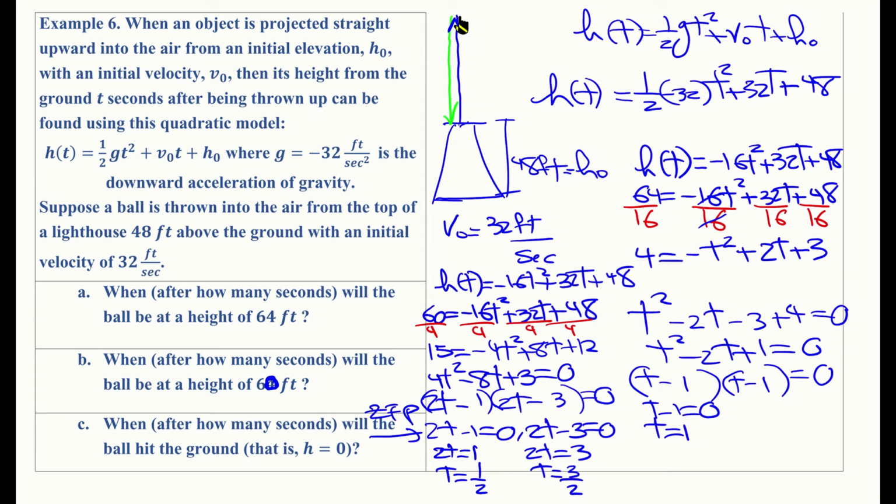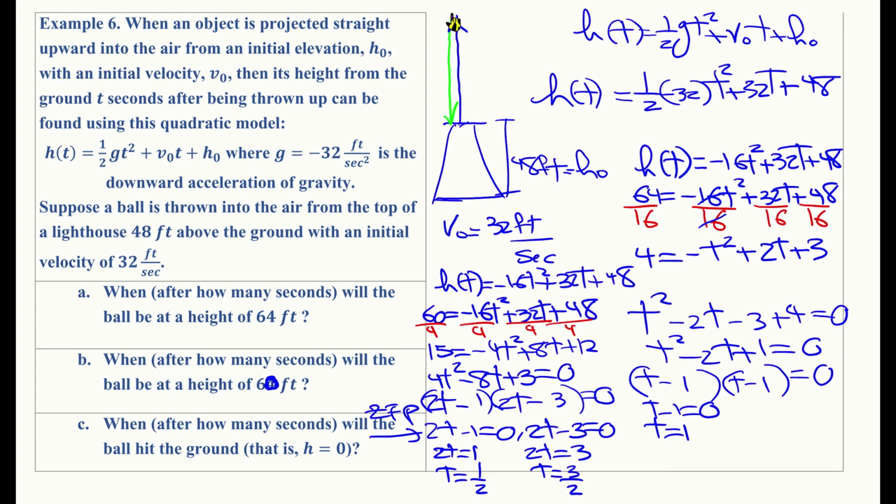Once on the way up, once on the way down. You see that? So that's why it makes sense. So notice it reached 64 only once, right? That tells you 64 must have been that maximum height. But 60 must be somewhere along the way, maybe around here, right? So it reaches 60 twice.